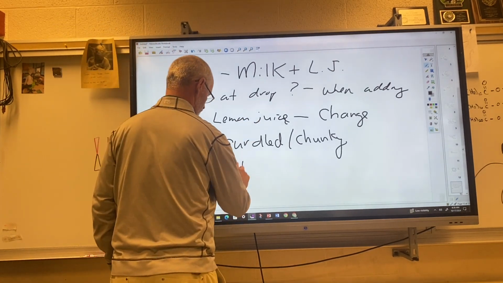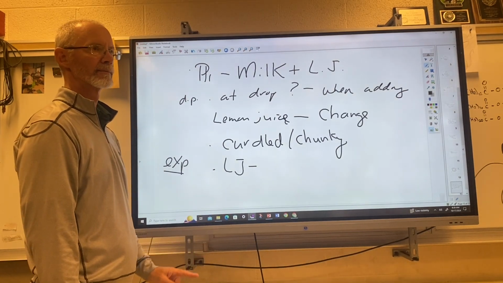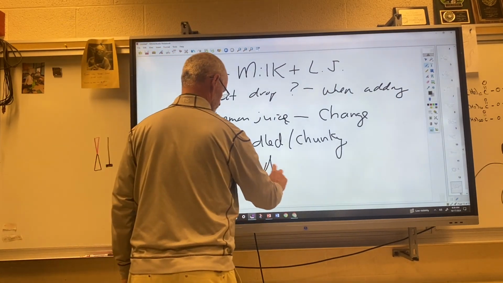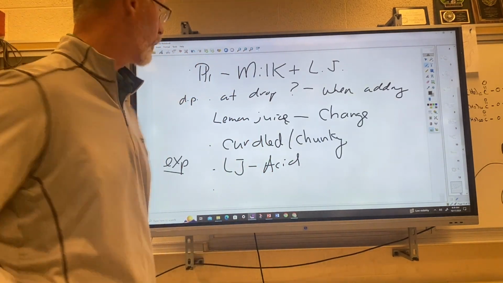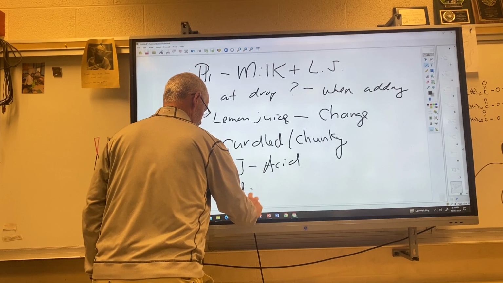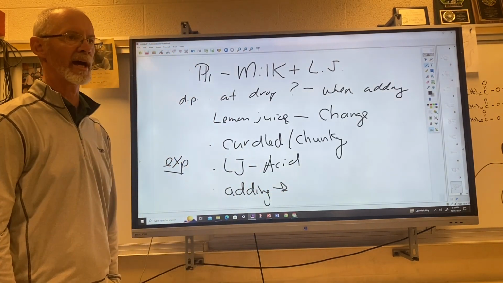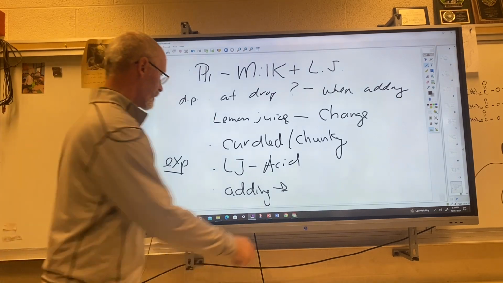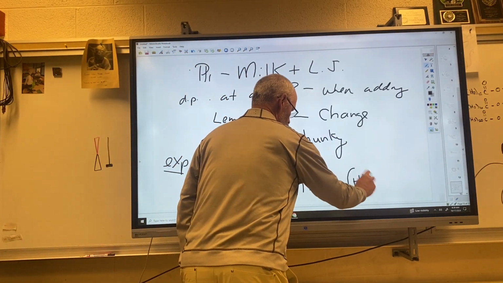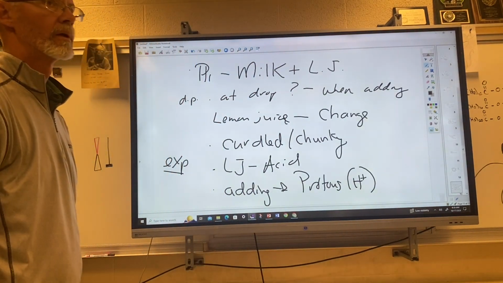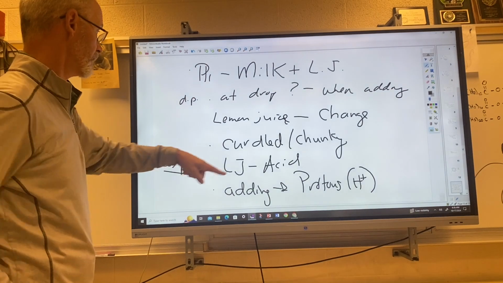Lemon juice is what on the pH scale? Not a number, just tell me what it is. It's an acid. So if you're adding acid to the milk, what are you technically adding? What do acids add to solution? Protons. Little H pluses. As you add lemon juice, the number of protons is going up, right?